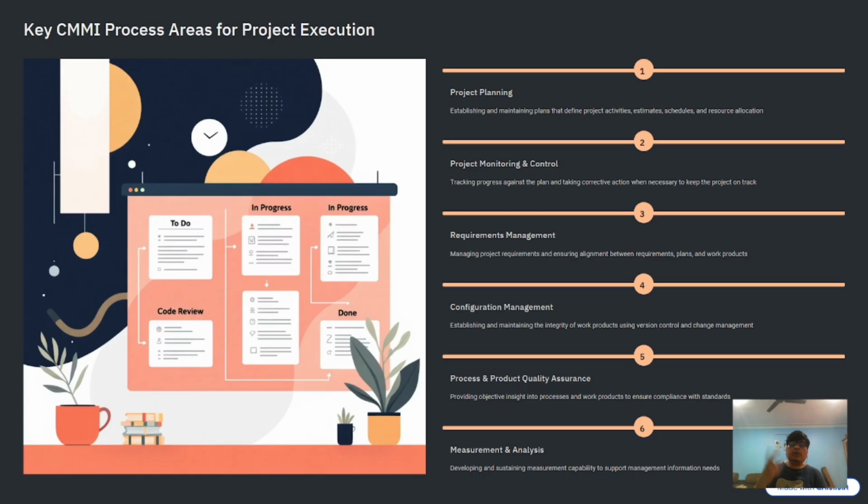Process and product quality assurance, QA processes, to improve the quality on the project. Bring up some kind of standards to bring up the quality. Measurement analysis. Work on the numbers, sustaining the measurement capability, supporting the management information needs. So these are some of the key process areas where a process consultant has to work.